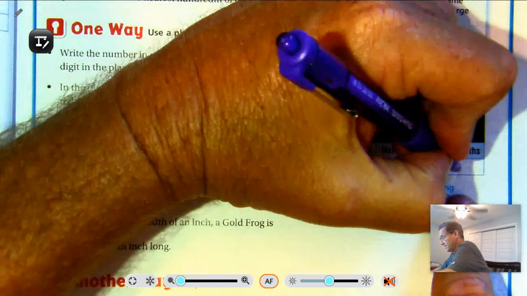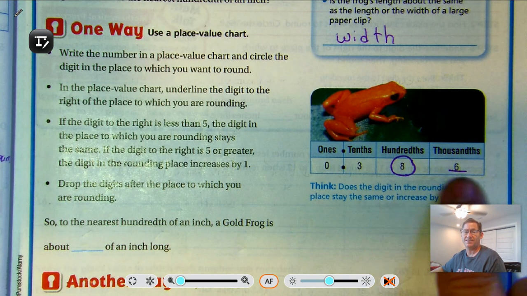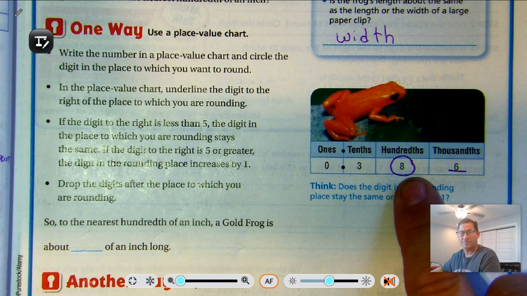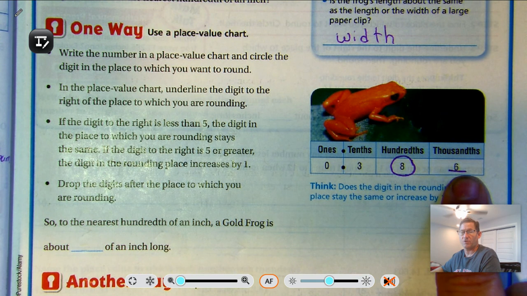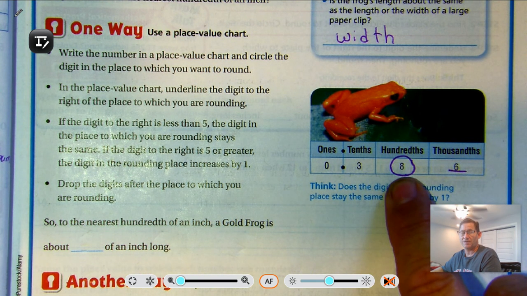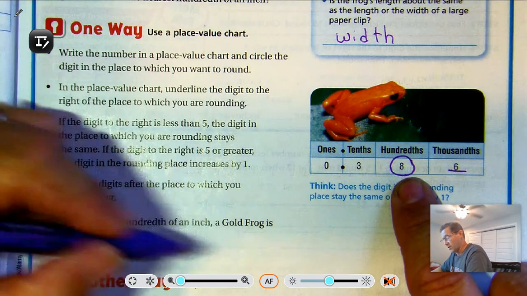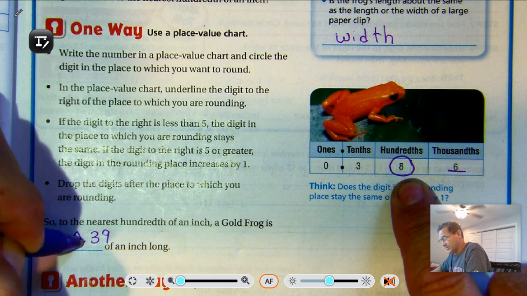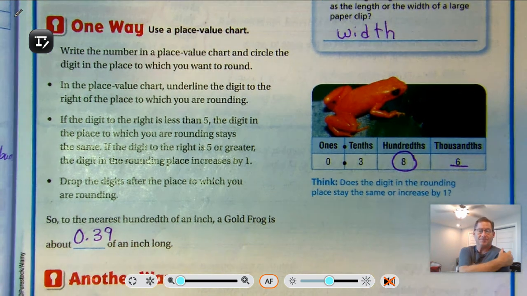You would then look to the digit to the right, which in this case is in the thousandths. If the digit to the right is less than 5, the digit in the place to which you are rounding stays the same. If the digit to the right is 5 or greater, the digit in the rounding place increases by 1. Okay, well that's 5 or greater, so we're rounding to the hundredth, so we're going to increase that by 1. So the gold frog to the nearest hundredth of an inch is 39 hundredths.